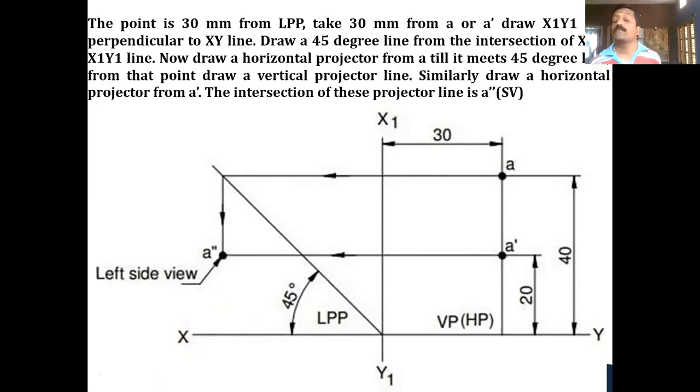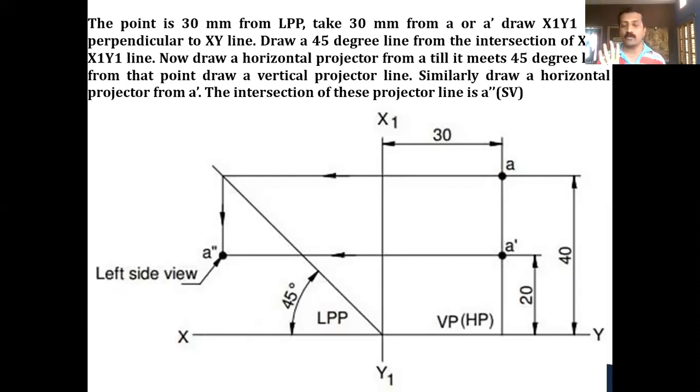Which side view is it? It's a second quadrant problem. Okay, LPP, so we have fixed it here. On LPP, only the left view should come. That's why it is the left side view. If it is the first quadrant, on LPP the right view should come. So you have to decide and name the side view, left side view. Okay, so this is how we complete the projection.